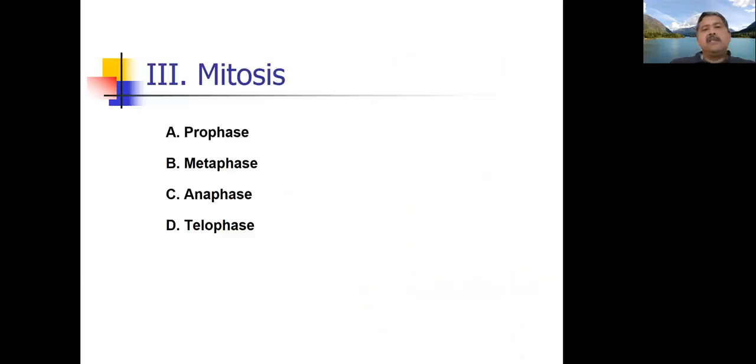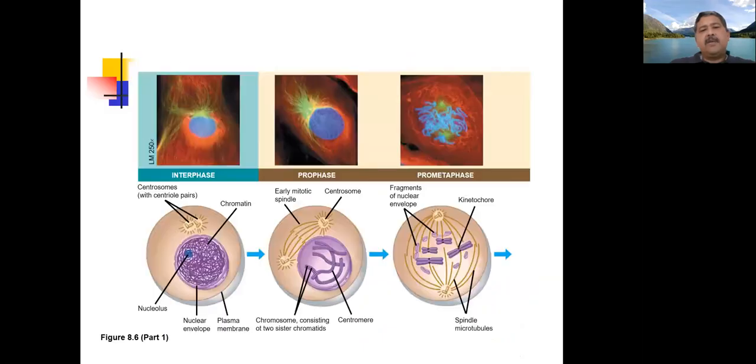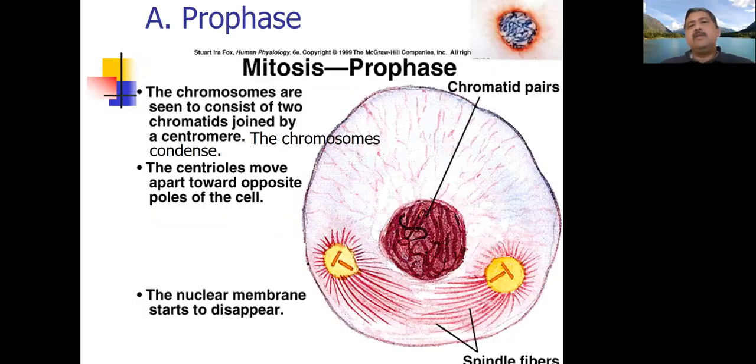Now, here are the four stages of mitosis: prophase, metaphase, anaphase, telophase. Remember, that's PMAT. You should know these characteristics of the four different stages of mitosis. This is a picture of prophase. During prophase, there are three things you need to remember. First thing is that the nuclear membrane disappears. The second thing is that the chromosomes are going to start to condense.